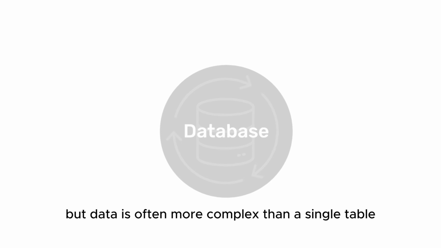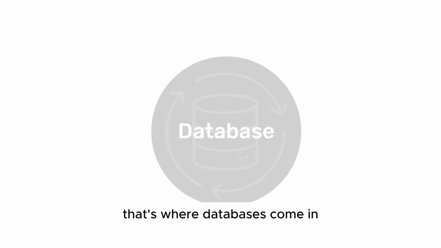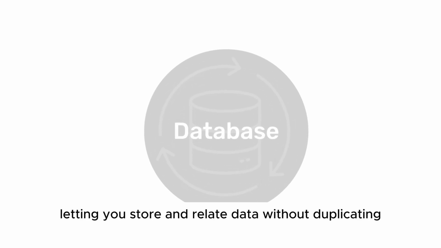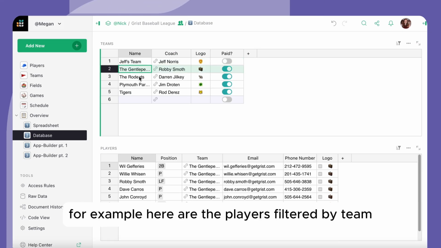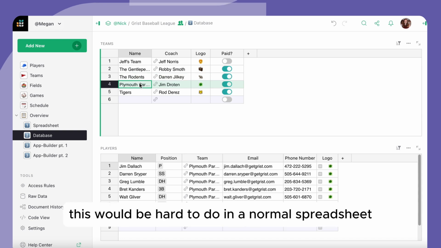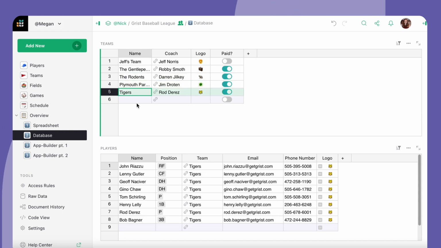But data is often more complex than a single table. That's where databases come in, letting you store and relate data without duplicating information. For example, here are the players filtered by team. Already, this would be hard to do in a normal spreadsheet.